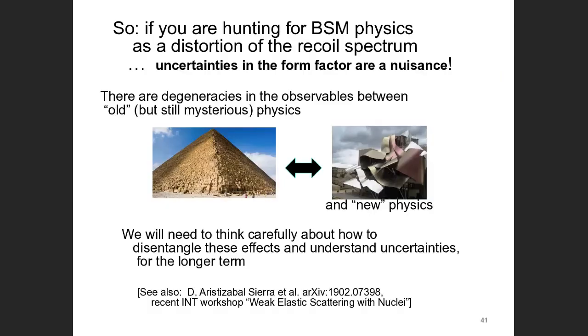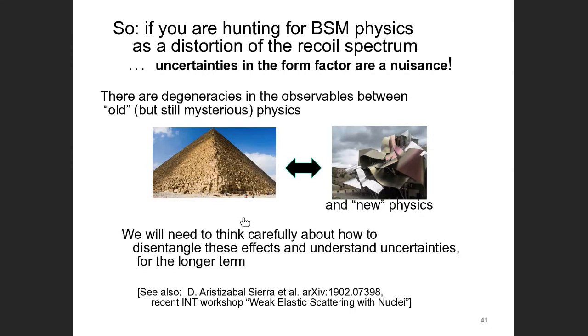You could ask the question, and some have, is suppose you're hunting for new physics in the distortion of the recoil spectrum. Well, it's kind of annoying that if you have uncertainties in the form factor, that can increase the uncertainties for looking for that new physics. And there are certainly degeneracies in the observables between this and new physics. If you see a distortion in the spectrum, you could think of that as a measurement of the form factor, or could it be something new and exciting? And so we do have to think carefully about how to disentangle these effects in the long term.